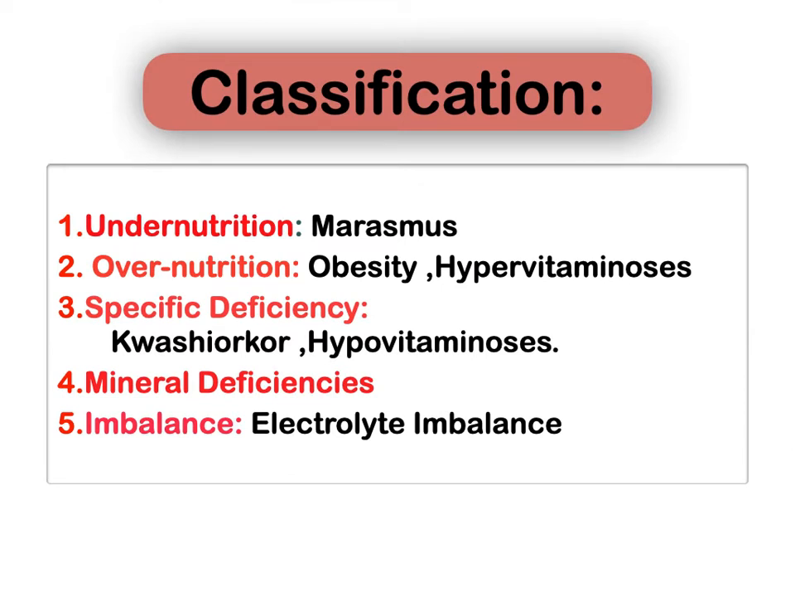Classifications of malnutrition include undernutrition, like marasmus; overnutrition, like obesity and hypervitaminosis; deficiency of a specific substance, like kwashiorkor or hypovitaminosis; mineral deficiencies; or lastly, it could be due to imbalance, like electrolyte imbalance.